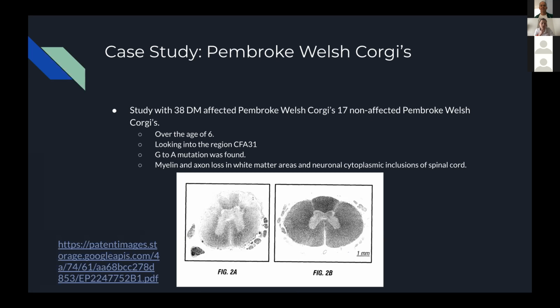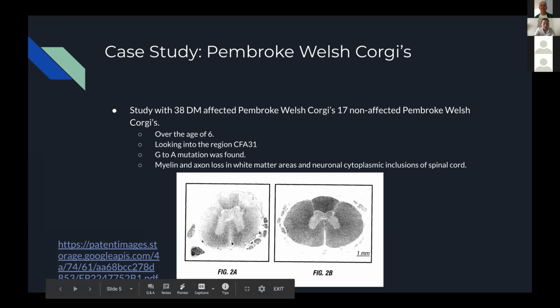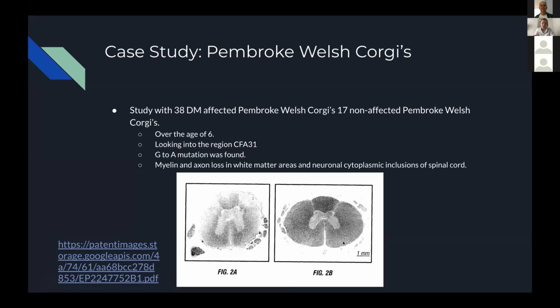But what they also noticed was a lot of myelin and axon loss in the white matter areas of the brainstem, as well as neuronal cytoplasmic inclusions in the spinal cord. In figure 2A, all the white is the loss of the myelin and the axons, and figure 2B is a normal spinal cord of a normal dog. The neuronal cytoplasmic inclusions normally help bind antibodies to anti-superoxide dismutase.